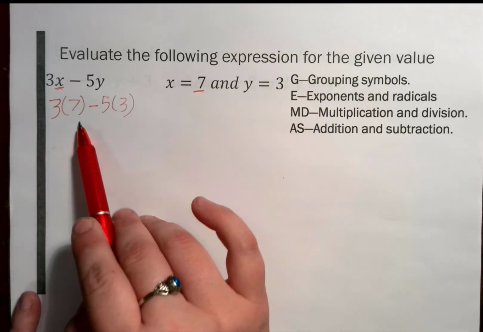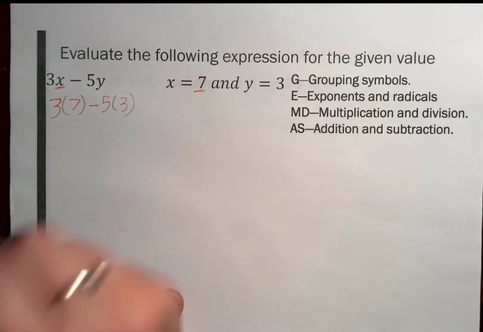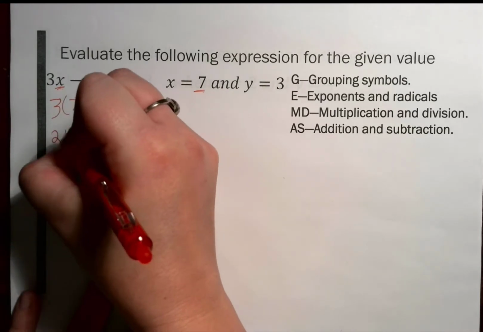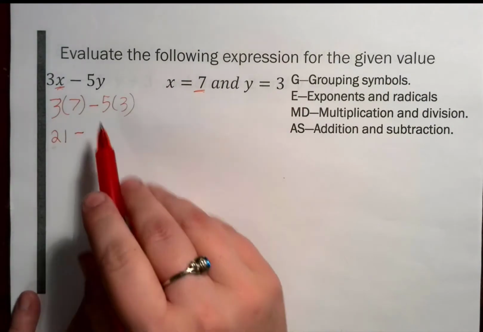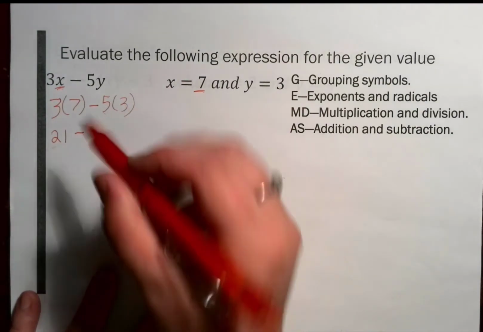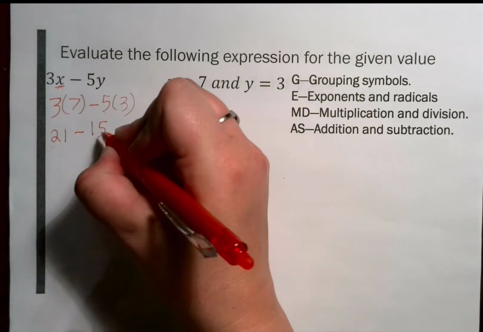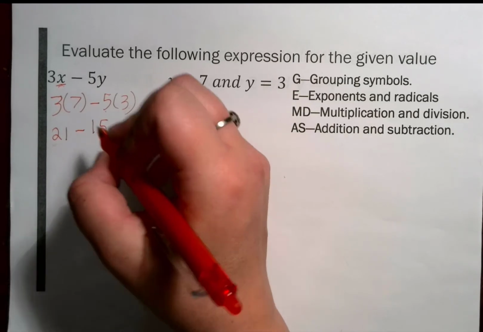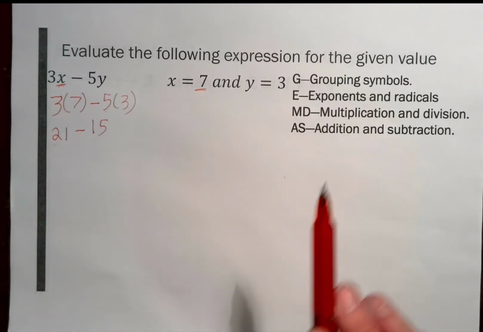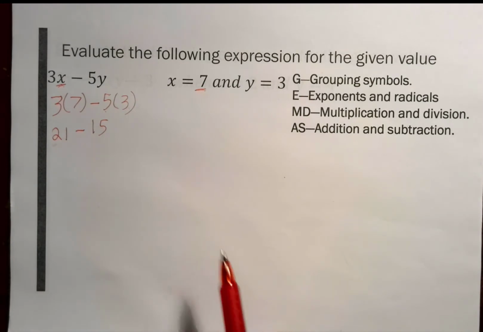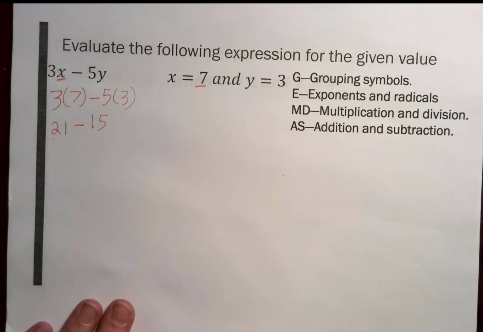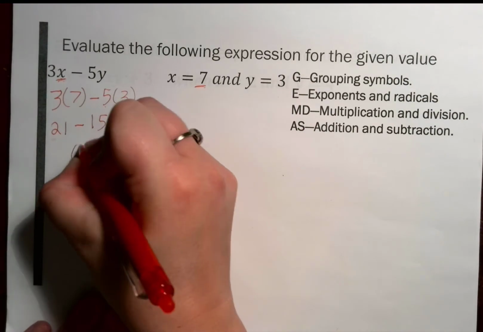We do have multiplication, and we're going to work from left to right. So 3 times 7 is 21. Our minus sign comes down. 5 times 3, which is 15. Okay, so now we have addition, subtraction. So we're going to do 21 minus 15, which is 6.